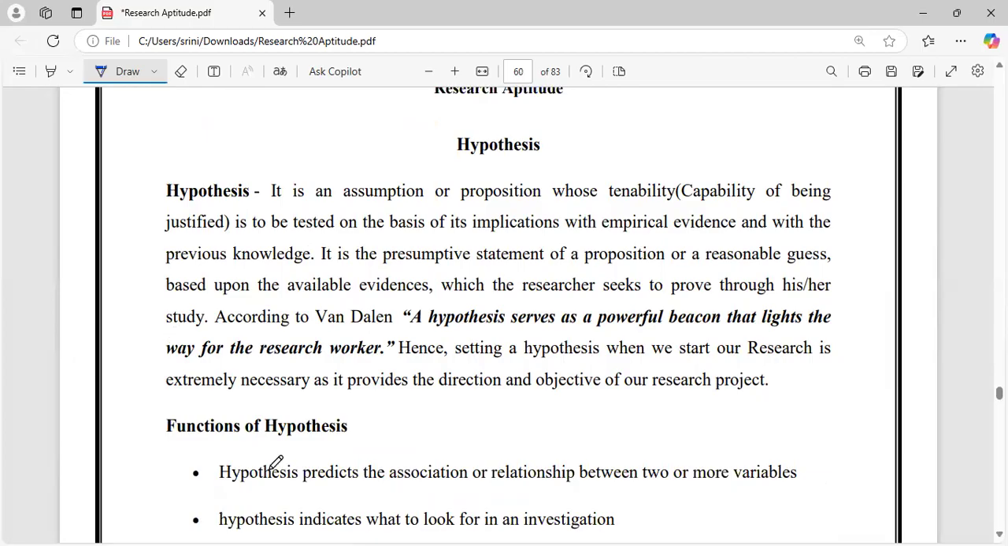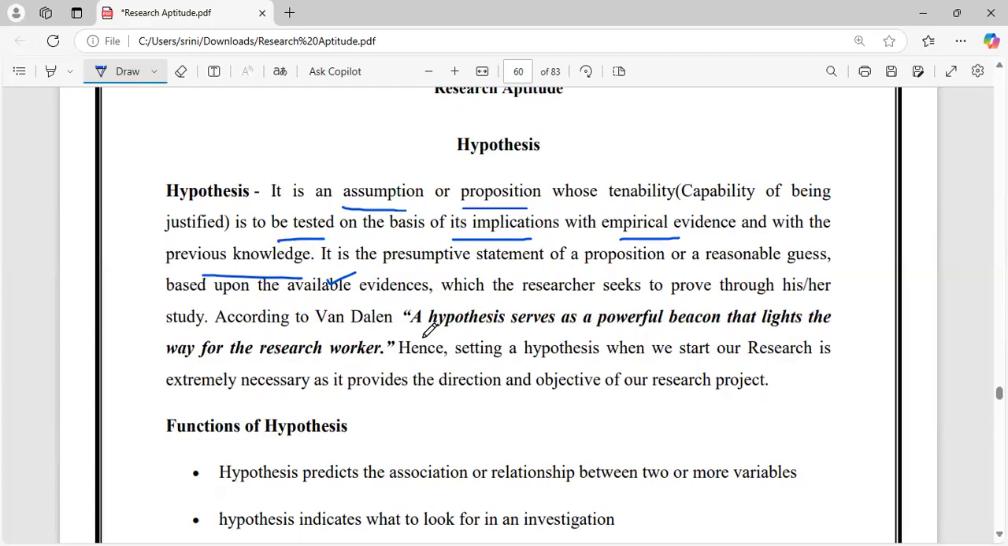Okay, the hypothesis is an assumption. An assumption or proposition whose tenability is to be tested on the basis of its implications with empirical evidence and with the previous knowledge. It's a preemptive statement, a pre-assumption statement of a proposition or a reasonable guess based upon available evidence, which the researcher seeks to prove through his or her study.